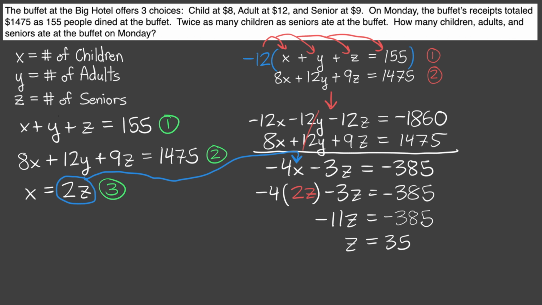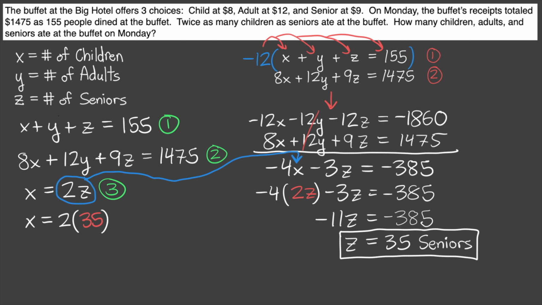All right, so there's one of our answers. And remember, the z represents the number of seniors. So we'll say 35 seniors. All right, so that's one of the answers. Now we need to find x and y. So I'm going to plug in the 35 right here, because this is really nice. X is already isolated and it's only in terms of z. So I'm going to plug in the 35 for z right there, so we can solve for x, which is the number of children who went to the buffet that day. And we'll plug it in red there, 35. So x equals 70. So 70 children went to the buffet on that particular Monday.